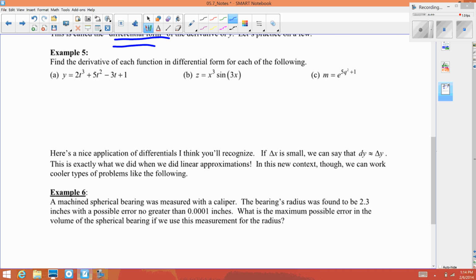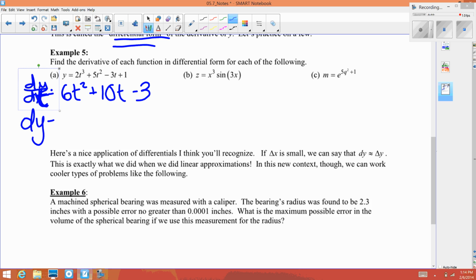So find the derivative of each function in differential form. So I'm going to just write it like we did before. dy dx equals, take the derivative, 6t squared plus 5t minus 3. The only difference, I guess I would have to do dt, wouldn't I? The only difference now is instead of writing the dt there, it's like we're multiplying it on the other side. Okay, so it's dy equals that dt.